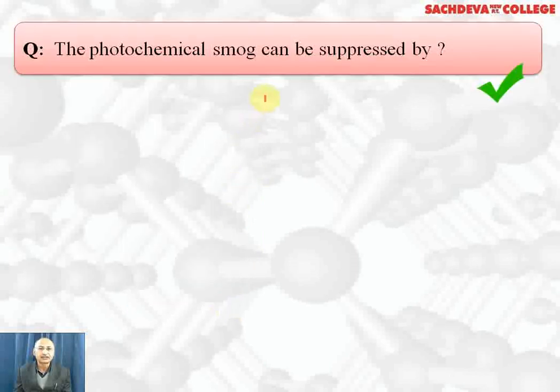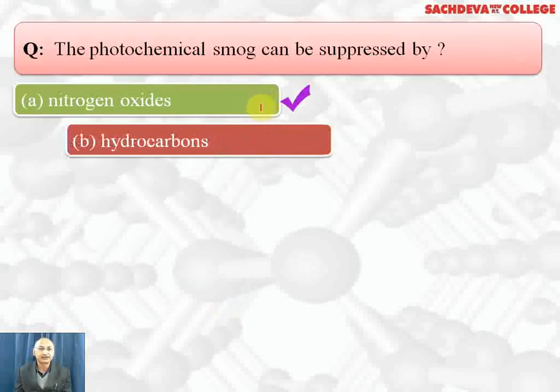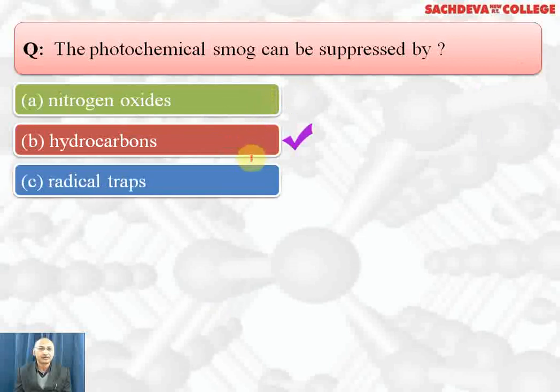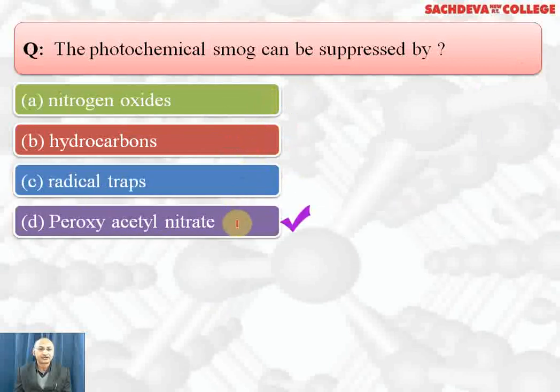The photochemical smog can be suppressed by nitrogen oxides, hydrocarbons, radical traps, peroxyacetyl nitrate. Correct answer is radical traps. Free radicals are responsible for photochemical smog. If you use radical traps, then free radicals will be removed and photochemical smog can be reduced or suppressed.